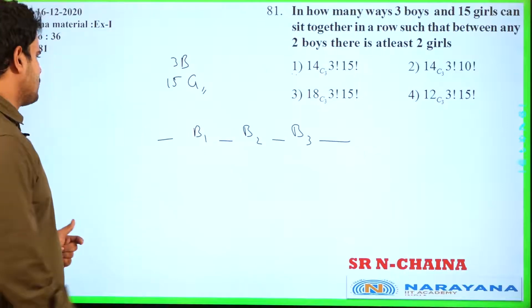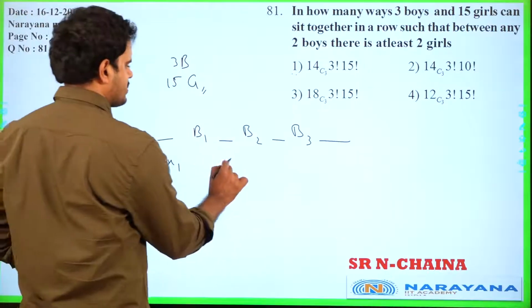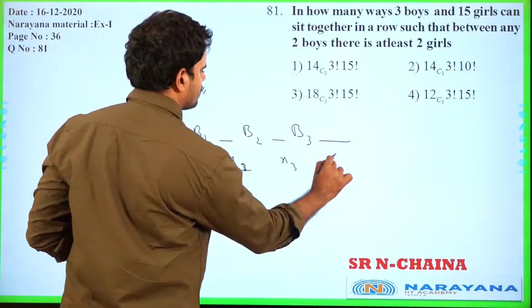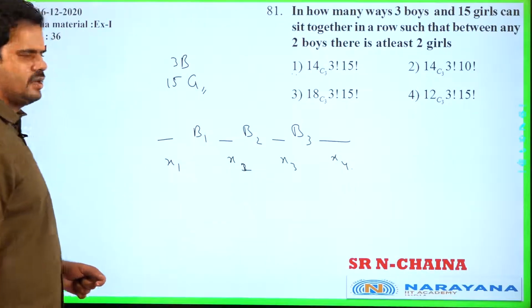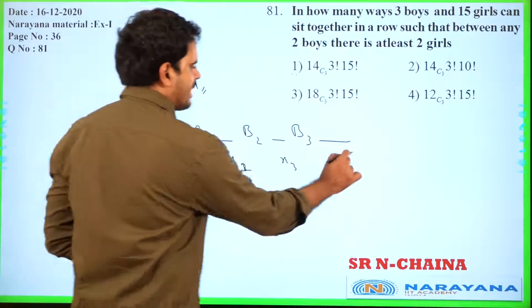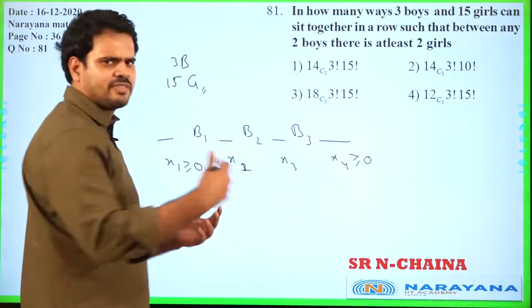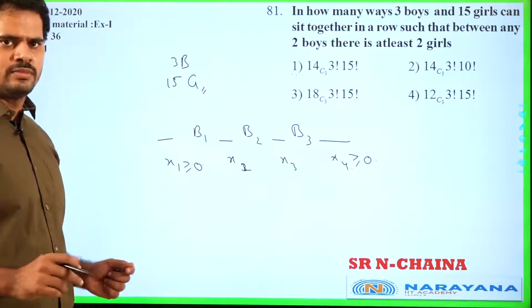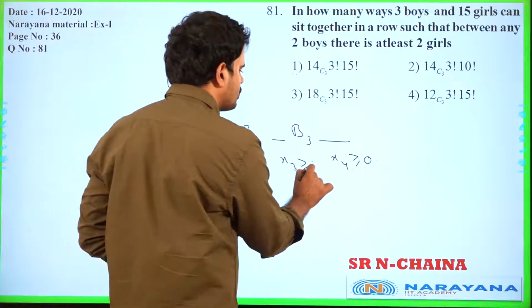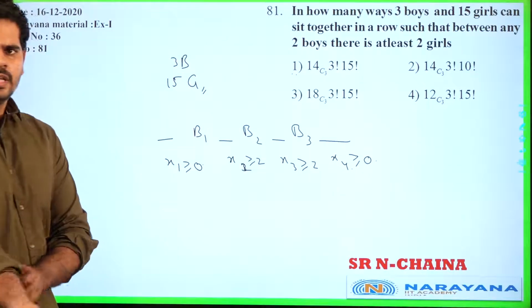In these 4 gaps people, I will take x1, x2, x3 and x4 girls. In this people, x1 can be greater than or equal to 0, x4 can be greater than or equal to 0, because after that it can be 0, I don't care. But in between them how many should be there? Greater than or equal to 2, greater than or equal to 2. Till here we are fine.